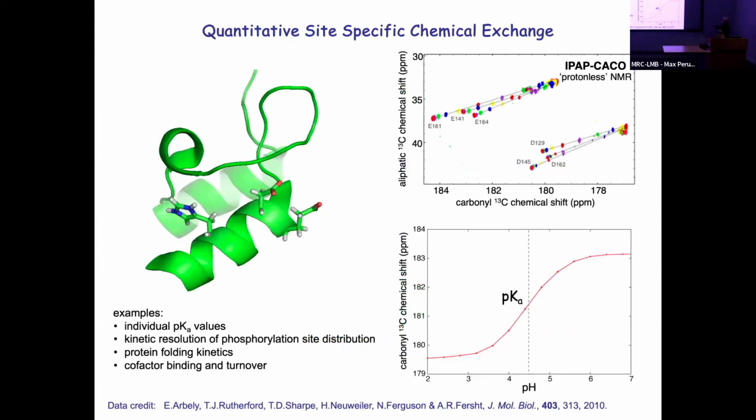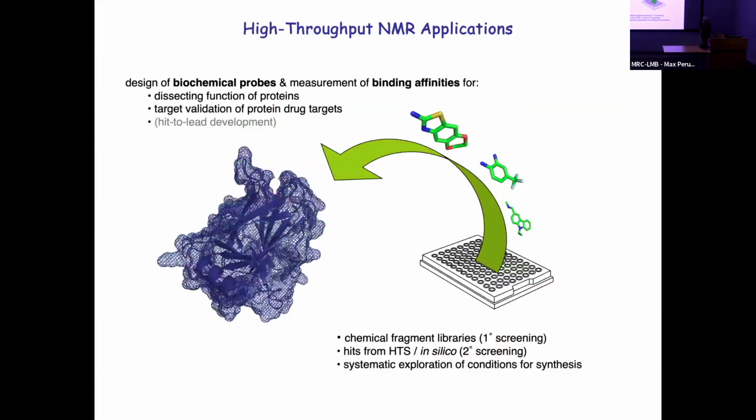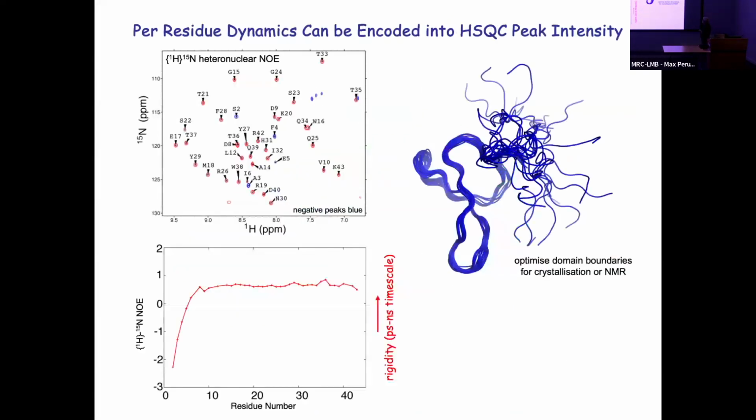It's quantitative. We can get biophysical constants and pKa's of individual side chains site-specifically. And NMR screening, well, it can be done. We can identify from libraries of compounds, we can identify compounds that bind to the protein surface.